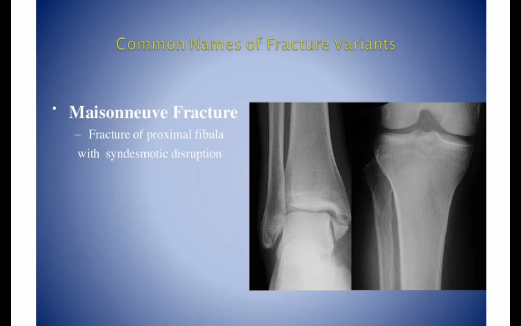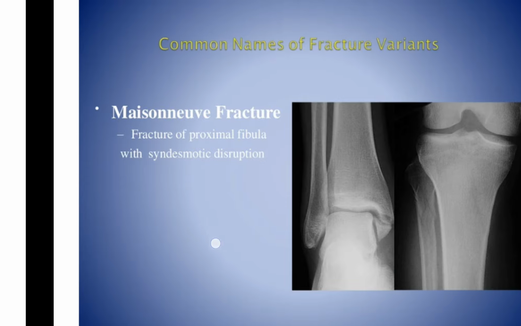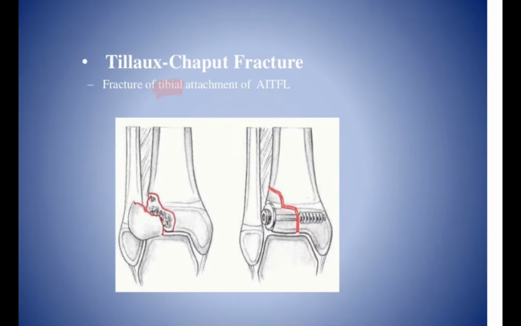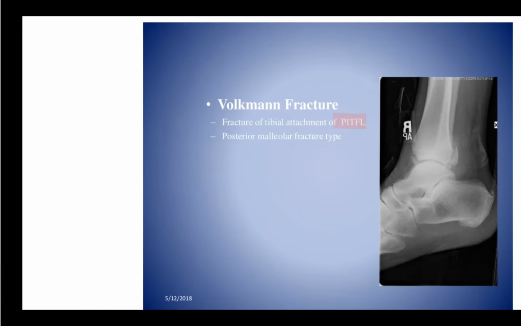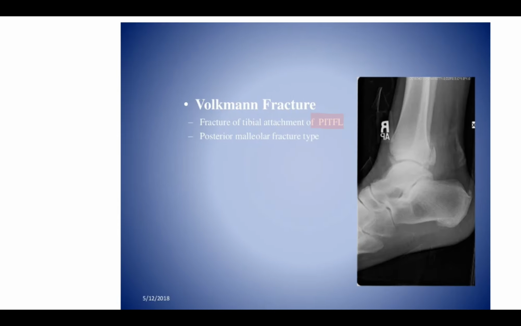Then is Maisonneuve fracture. Maisonneuve fracture is fracture of proximal fibula with the syndesmotic rupture. The proximal fibula will be disrupted and the syndesmosis. See here the proximal fibula shown here, it is disrupted and it leads to syndesmotic disruption. Okay, Maisonneuve, Wagstaff-Le Fort and Tillaux-Chaput fracture, 3 we have done. Then is Volkmann's fracture.